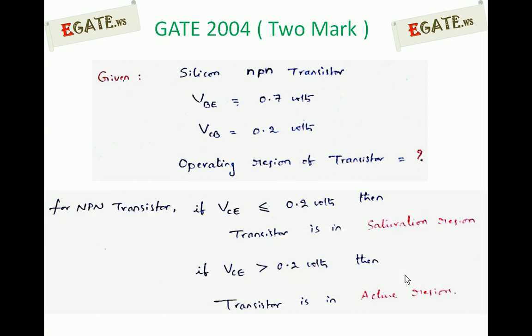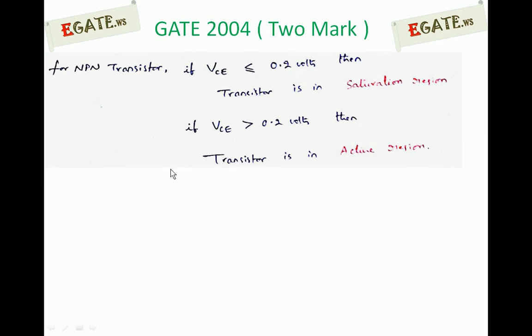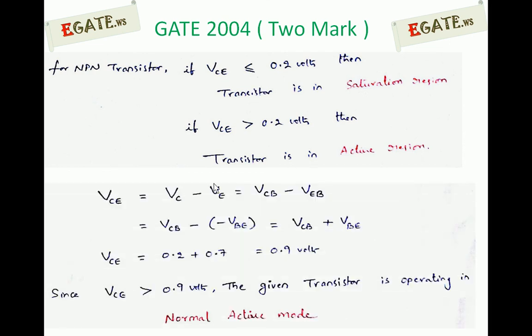So we need to calculate VCE. This is what we have seen: if VCE is less than 0.2 volts, it will be in saturation, and if it is greater than 0.2 volts, it will be in active. So we need to calculate VCE for the given question.